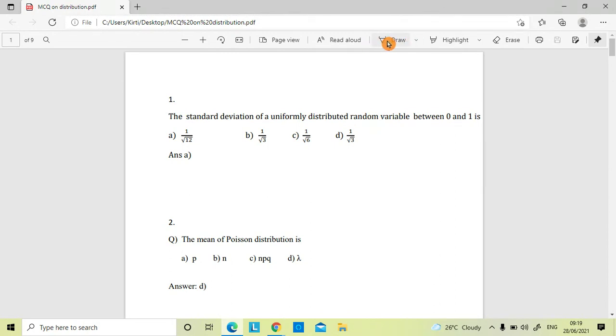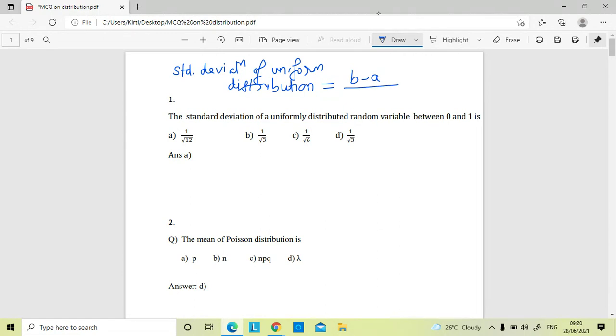Okay, so let's see what the formula is. This problem can only be solved if you know the formula of standard deviation. So what is the formula of standard deviation of a uniform distribution? The formula is (b minus a) upon 2 root 3.